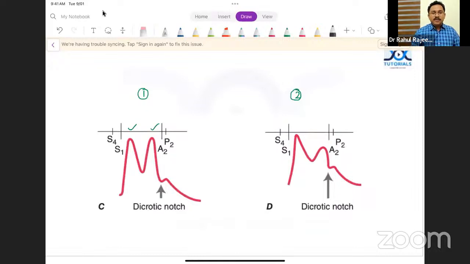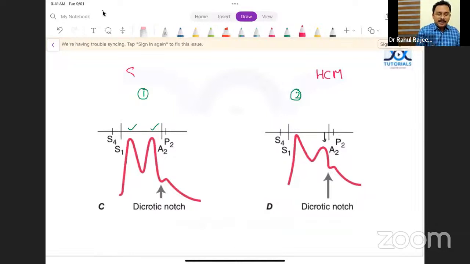Now, how are they different from one another? In pattern 1, both peaks are almost of the same amplitude, that is the percussion wave and the tidal wave. Whereas in pattern 2, the second subsequent wave, the tidal wave, is not as high in amplitude as the percussion wave, and it is slightly slower in rising as well. So this is sort of a camel hump. This is the typical type of bisferiens pulse in hypertrophic cardiomyopathy.